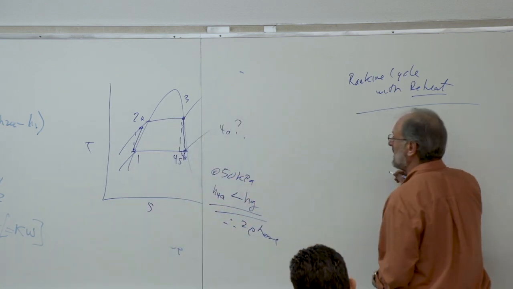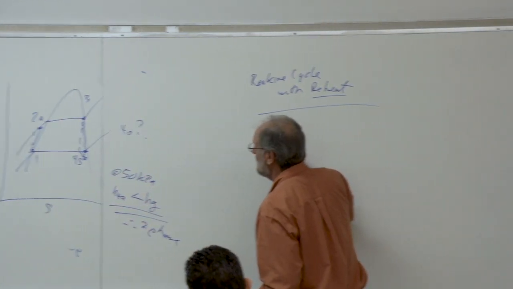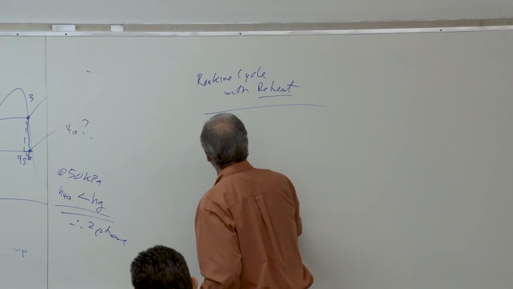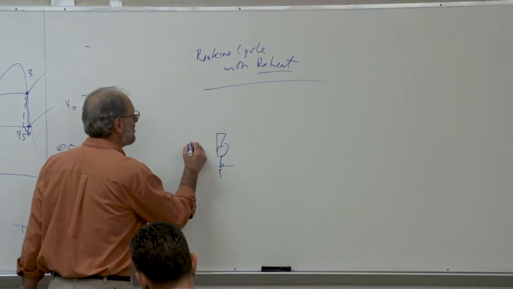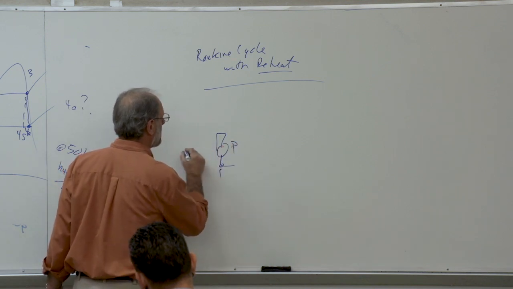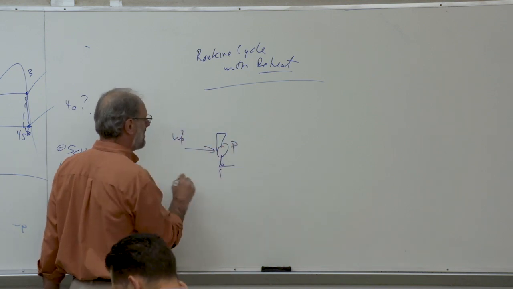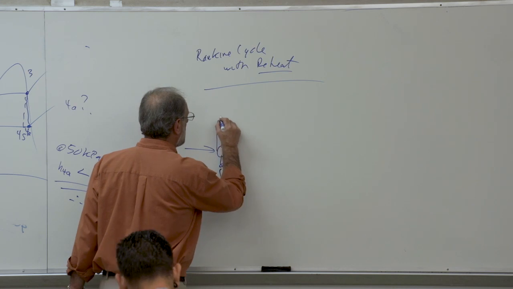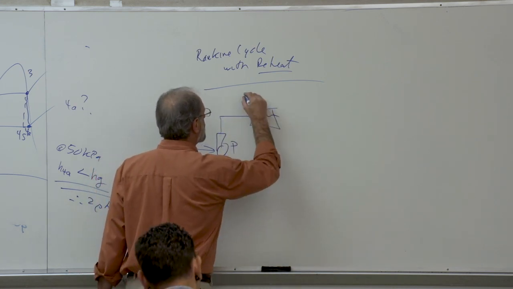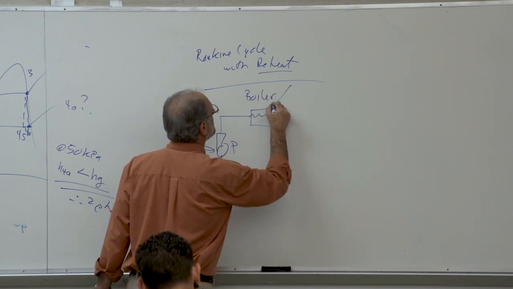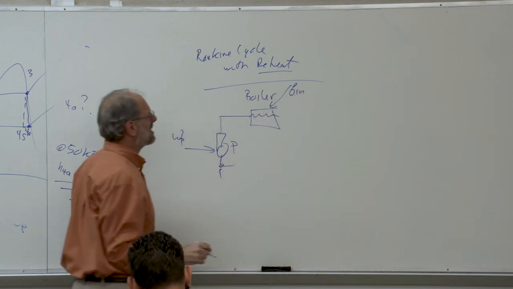So what would the cycle look like? We understand its need. Now let's look at it. So here we have our pump. And as usual, we'll just enter the pump at state point 1. Big P for pump. Here's my work input from the pump. We're now going to go through our boiler. So here's the boiler where my heat input takes place.